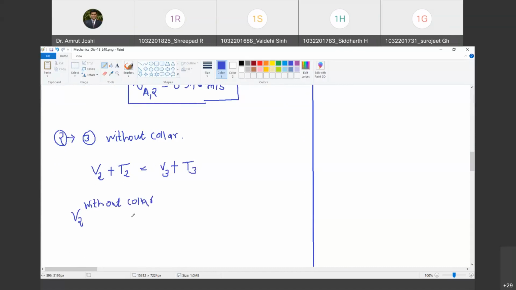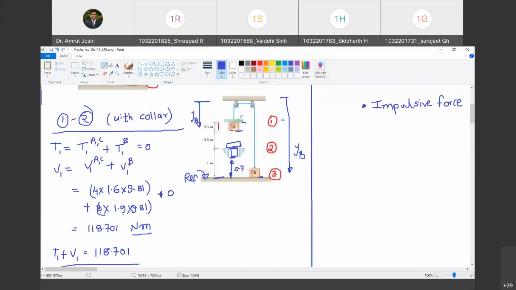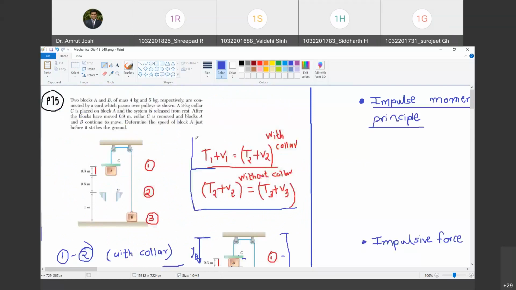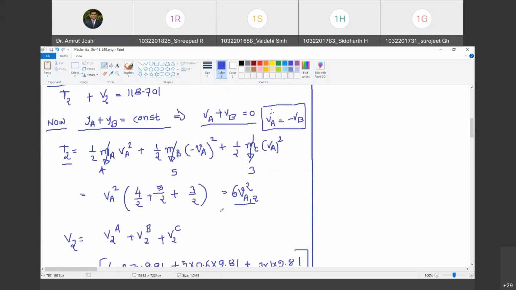V2 without collar is going to be equal to 0.7 into 4 into 9.81. So that is going to be V2 of block A plus V2 of block B. That means potential energy associated with block A when it is at position number 2, and potential energy associated with block B when it is in position number 2.